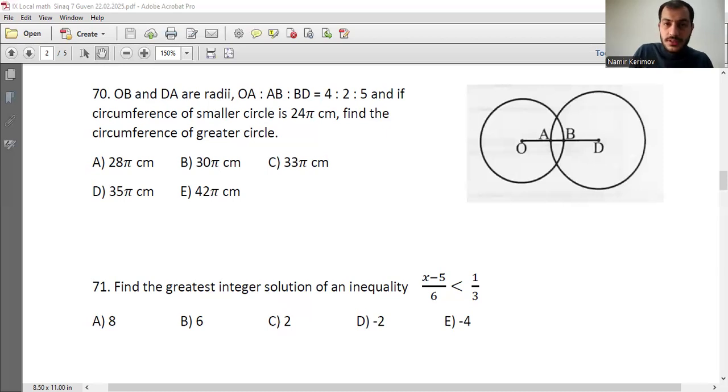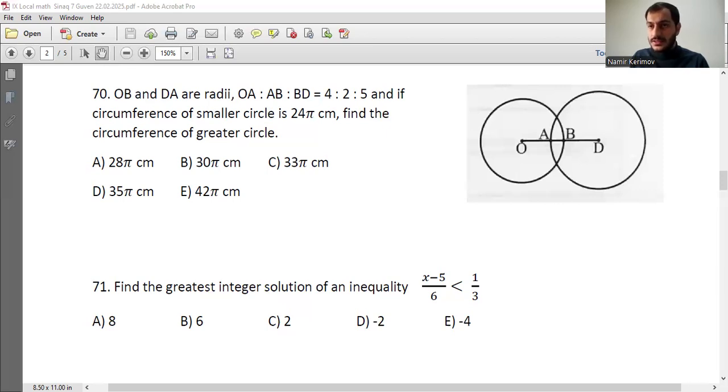And we know the relation between OA and AB, we know their ratios. And BD is 5. So 4A and 2A, that is the length OB, which is the radius, equals 12. So 6A equals 12. A is 2. So that means the lengths are 8, 4, and 10.